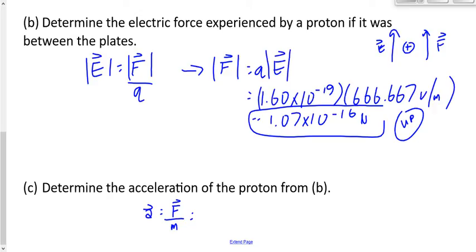Okay, your homework for tonight. Worksheet number 8, questions number 9, 10, 11, and 12. 9 to 12.